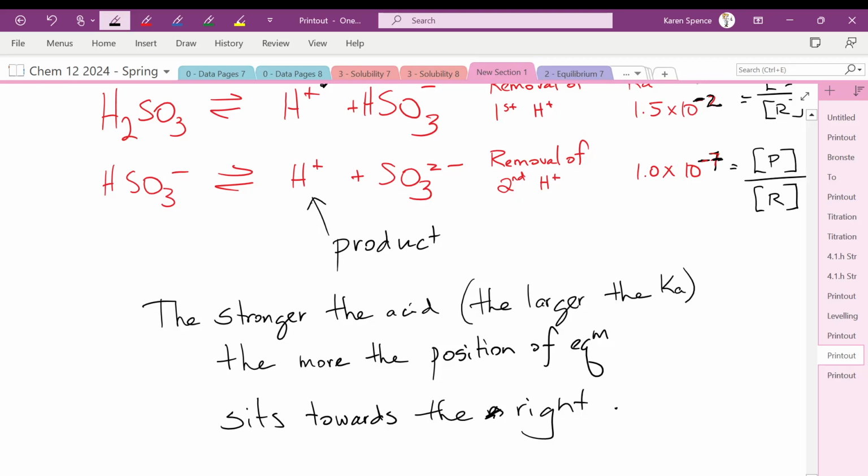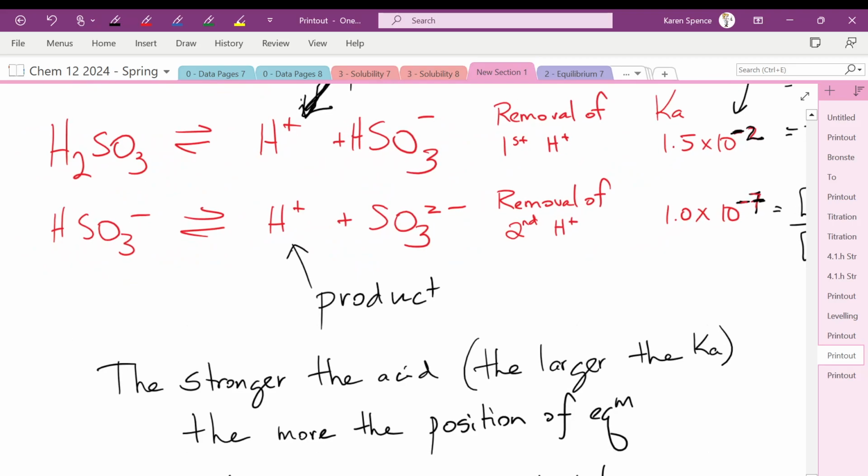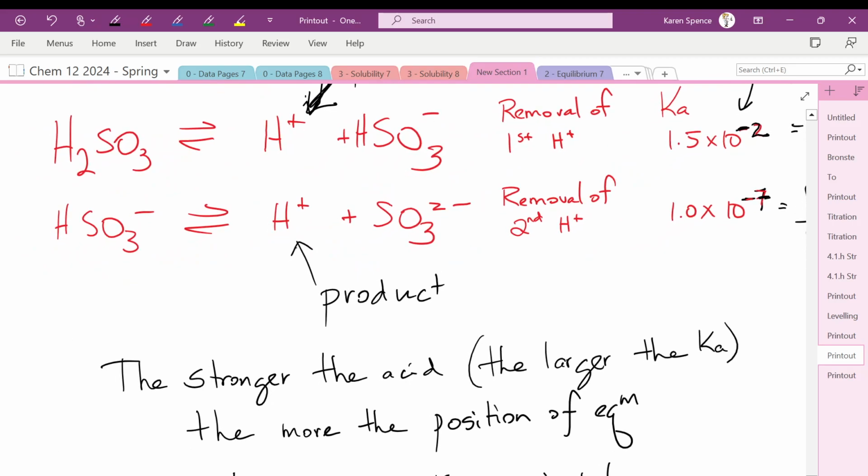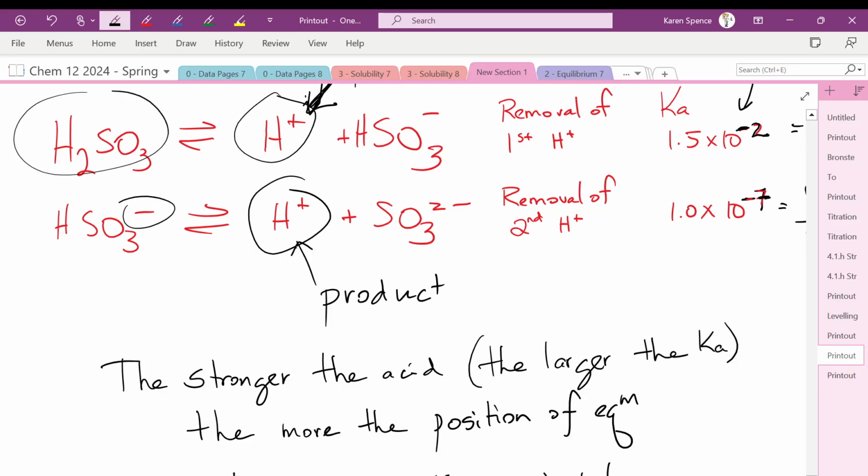Yes? Would another less good explanation be that the formula is more complicated, or that the products are bonded? No. If you wanted to argue in terms of, say, charge, it's going to be harder for a positive ion to leave a negatively charged species than it is for a positive ion to leave a neutral species, because that negative charge will hold the positive more strongly. You could argue it that way.